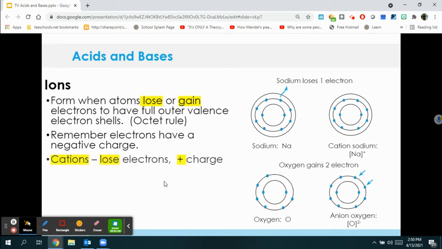Remember, electrons have a negative charge. Cations lose electrons. That way they have a positive charge because they have more protons than electrons. And anions gain electrons. They have a negative charge because they have more electrons than protons.